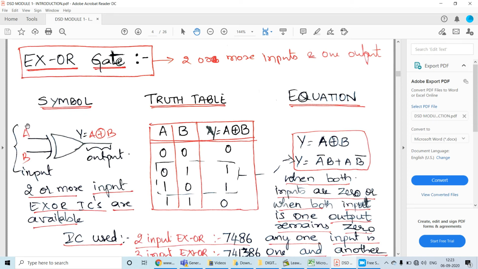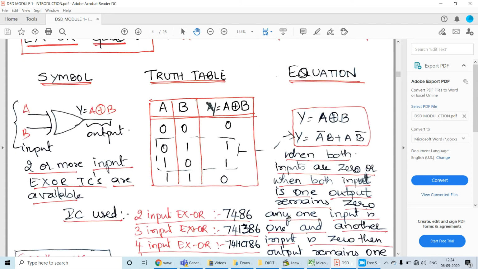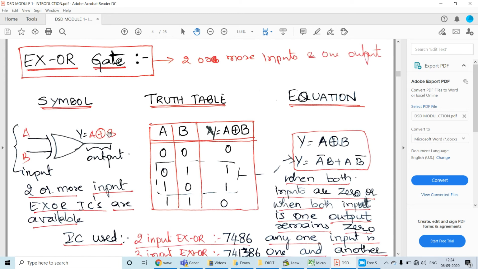So this is the XOR gate what you can see here. Again, XOR gate can have two or more inputs, whereas only one output. So here a plus with a circle, a plus surrounded by a circle, is the symbol which is used for XOR gate. Okay, only plus is OR, whereas plus with the circle is XOR.